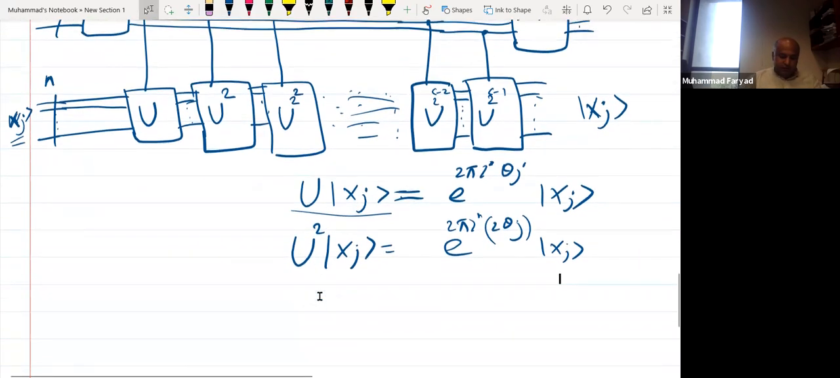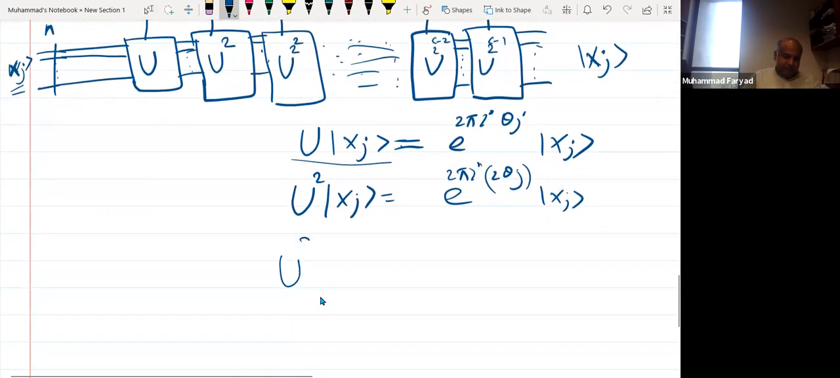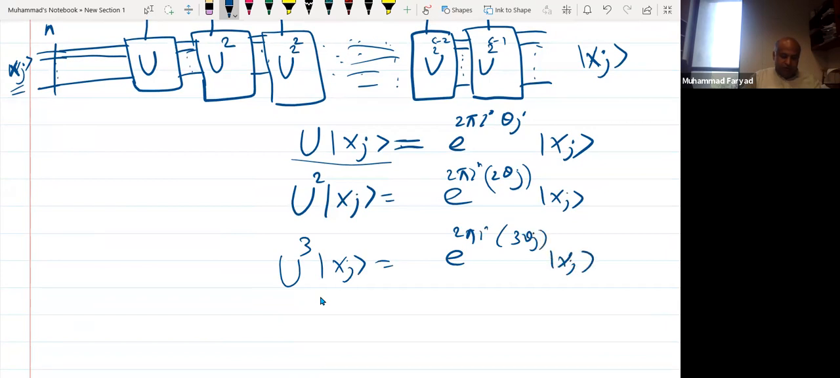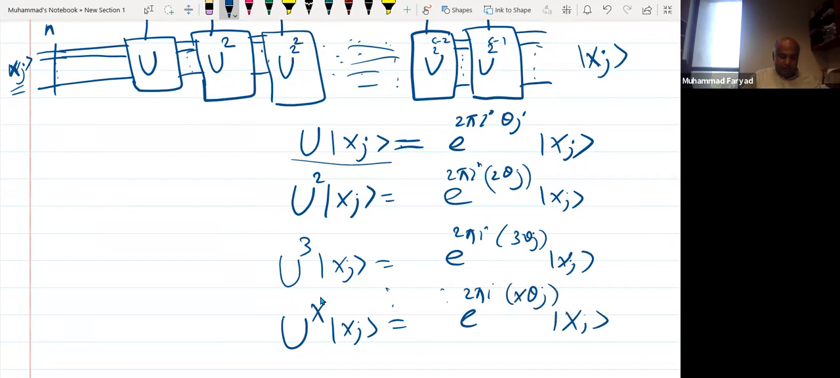And if I apply u cube, I get 2 pi iota 3 theta j xj, and so on. So in general, if we apply u power x, I get 2 pi iota x theta j. So whatever power is applied here, it is multiplied with this theta over here.